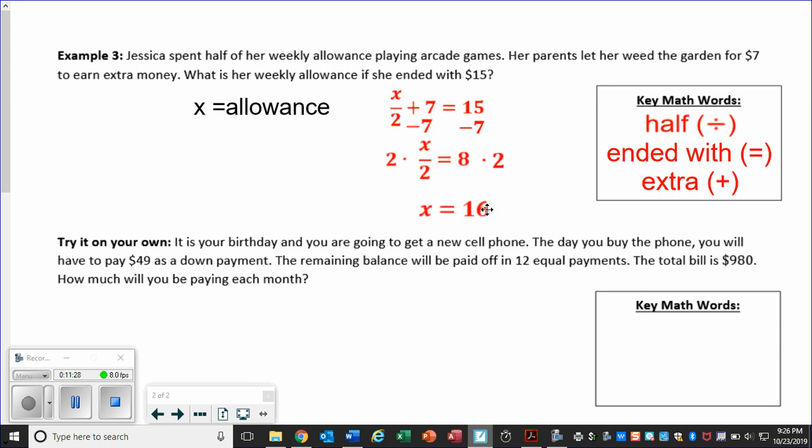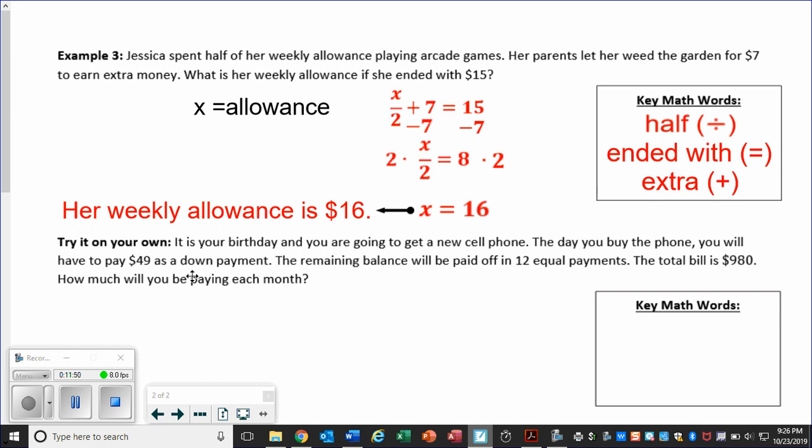But what does that mean? Because they just asked. Got to read the question again. They said, what is her weekly allowance if she ended with $15? Well, they're asking what is her weekly allowance, so if X equals 16, that means her weekly allowance is $16. Okay?